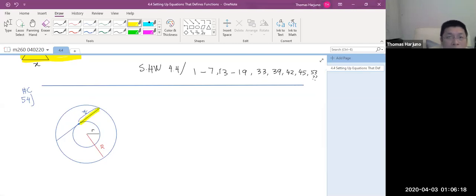The question is, find the area within the larger circle but outside the smaller one. In other words, if you want to call this the ring, find the area of the ring.